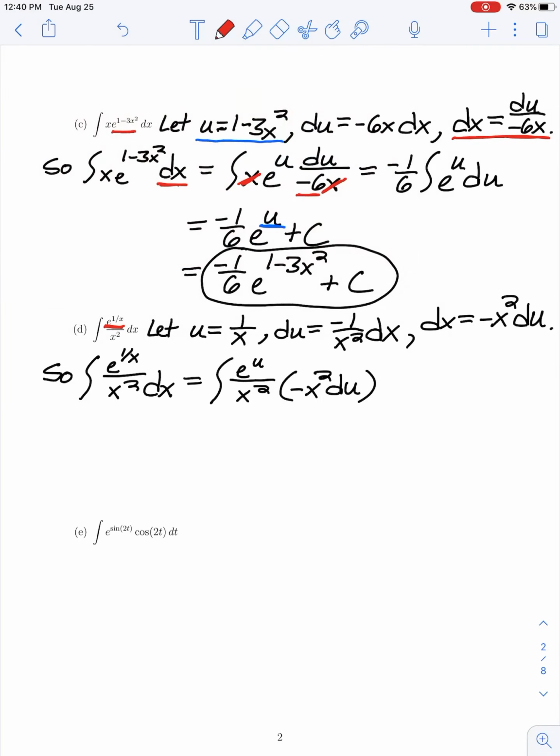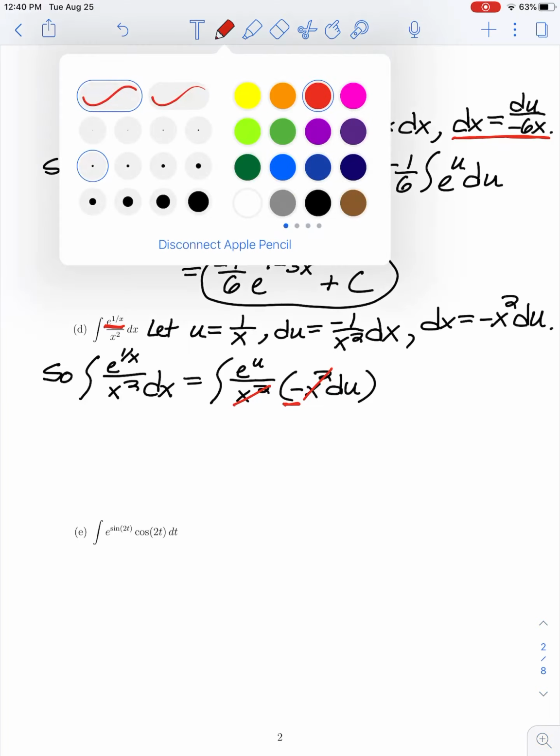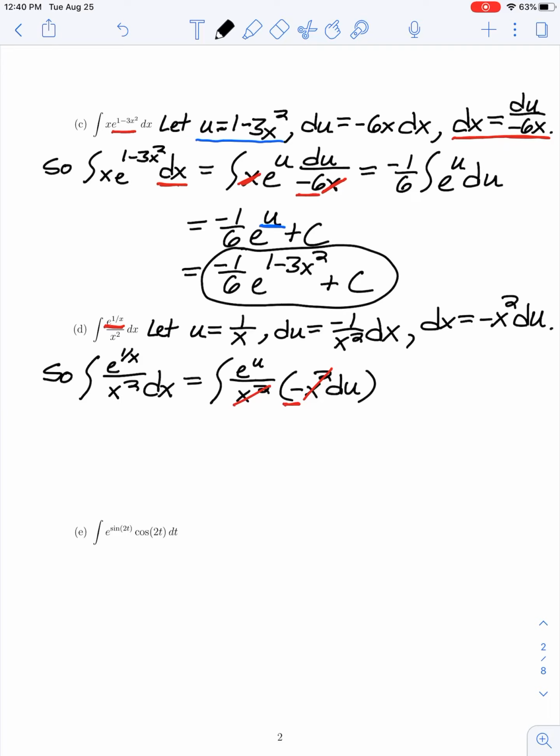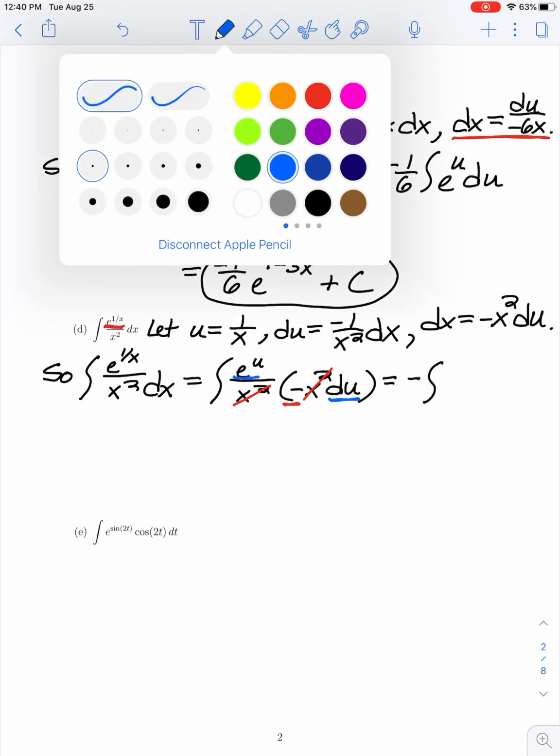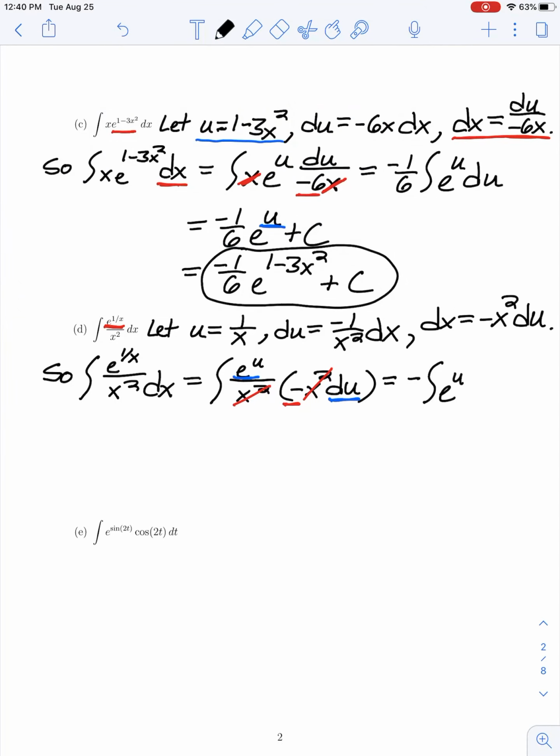So we can see here that our x squared term in the numerator and denominator cancel nicely, and we're left with just a factor of negative 1, which I can pull out in front of my integral. So I have the negative integral of, well, let's see what we're left with. We just have e to the u du. And we know how to find the antiderivative of e to the u. So we have our negative out in front. The antiderivative of e to the u would be e to the u plus c.